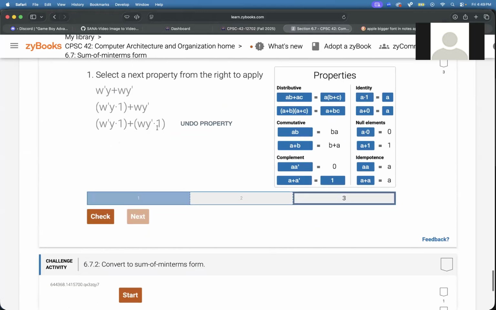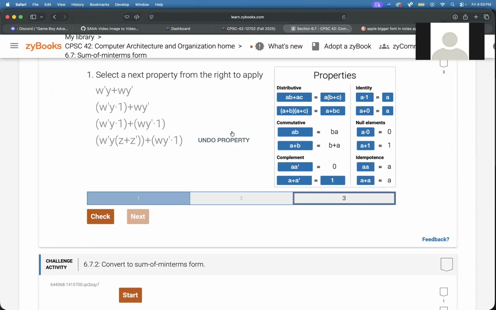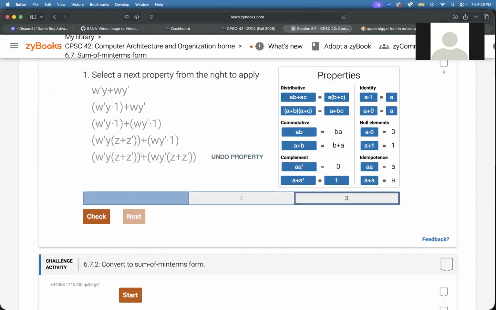So now they both have a one. Then I need to turn that one into z plus not z and the other one into z plus not z. So that's this bottom property again. So I'll click the one and it says select the one. I want to turn it into z or not z. Let's do it again to the other one. So I click the one again, z or not z. So we're here.